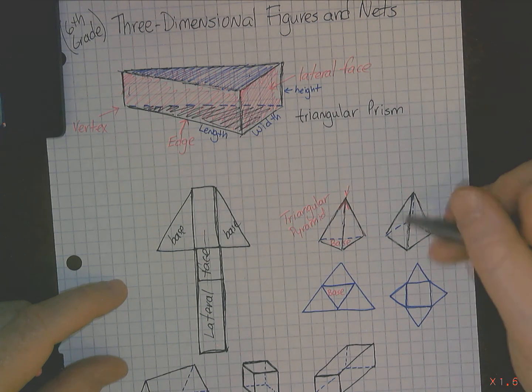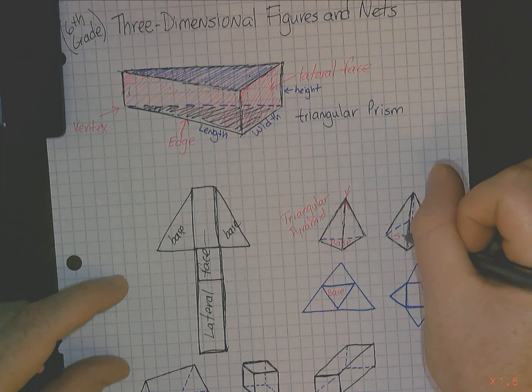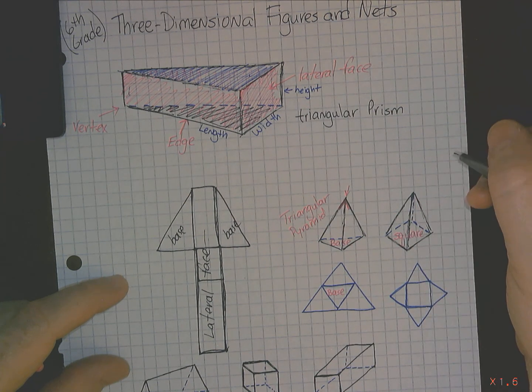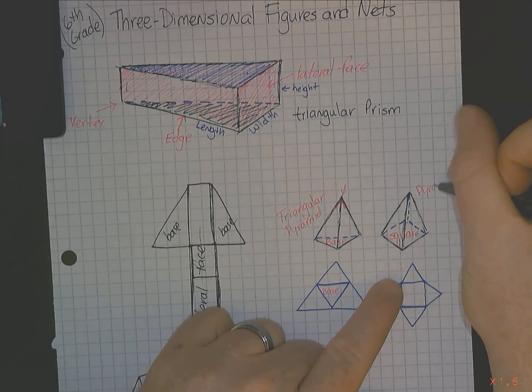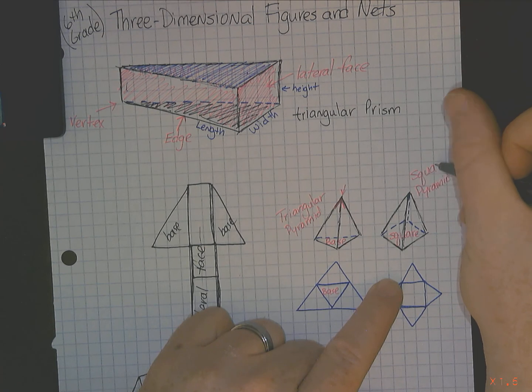Much like this. This is also a pyramid here, but the base is a square. So this is also a pyramid, but it's not a triangular pyramid. It's a square pyramid.